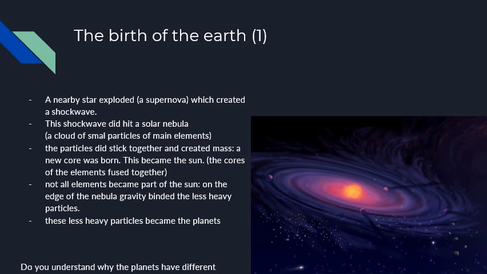Why do we have a planet which consists of rock? Because we are closer to the sun and closer to the original supernova. This is difficult to understand because it's very abstract, but I try to show you a way of why planets are different and why we do have water and why Mars doesn't have water.